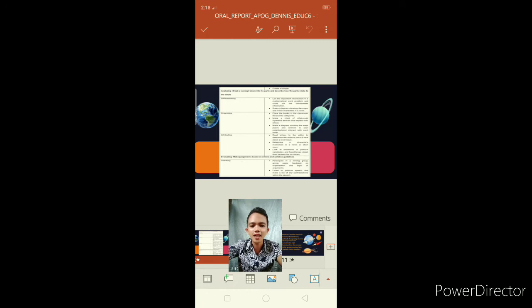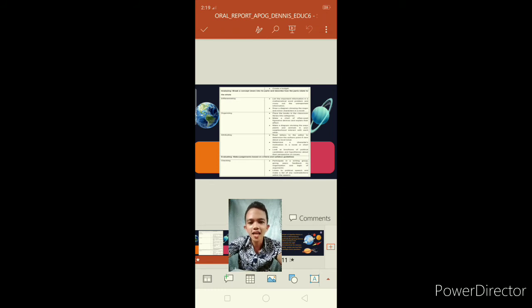Next is evaluating. Students make judgments based on criteria and syllabus guidelines. This could be in the form of checking and critiquing. The activity might be that students listen to a political speech and make a list of any contradictions within the speech. Or they could judge how well a project meets the criteria of the rubric.